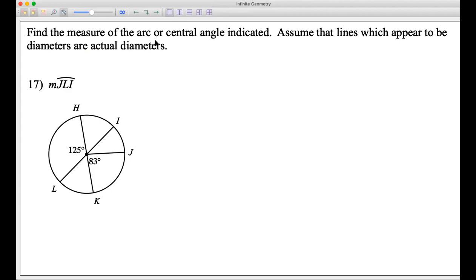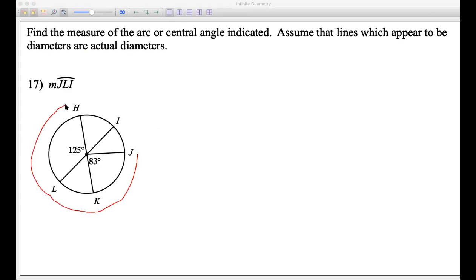How big is JLI? So I need to go to J first, then I need to go to L, and then I need to go to I. So clearly it's a major arc, yes? Okay, but we're missing something. We're missing this piece right here, and we're missing this piece. What do you notice about those two angles? They're not adjacent. You said they're opposite each other. Look at them. Look at the shape.